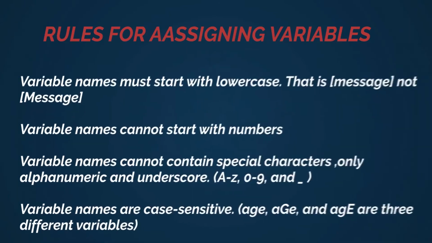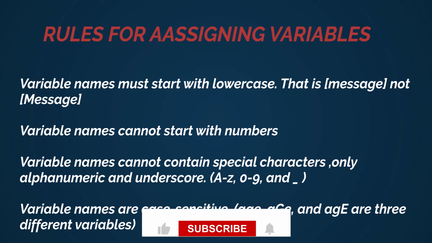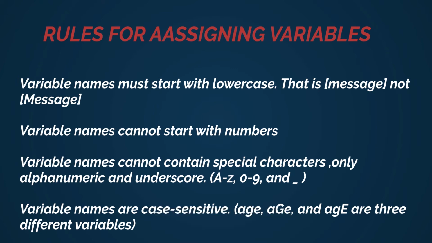Now, there are certain rules for assigning variables. The first is that the variable must start with either a letter or an underscore. The next is that a variable name cannot start with a number. Thirdly, a variable name can only contain alphanumeric characters and underscores. Fourth, variable names are case sensitive. Therefore, age in all lowercase, age starting with a capital letter, and age in all uppercase are three totally different variables.